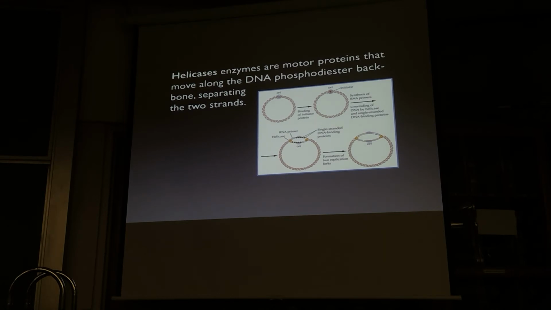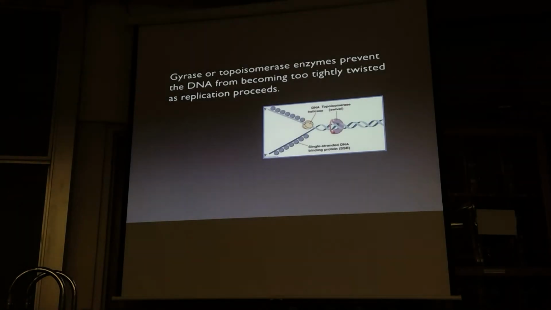So the helicases are motor proteins. They kind of move along the DNA. They break the hydrogen bonds, let the strands come apart. And then those single-stranded DNA binding proteins jump on there to protect the single strands. And the gyrases prevent the DNA from twisting too much or messing up the replication process. And they also move along ahead of what's called the replication fork.